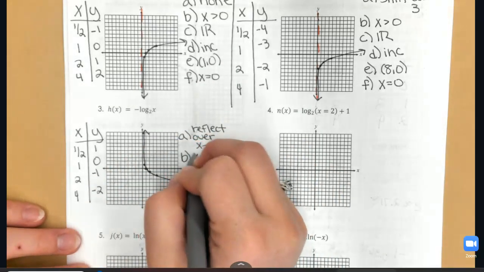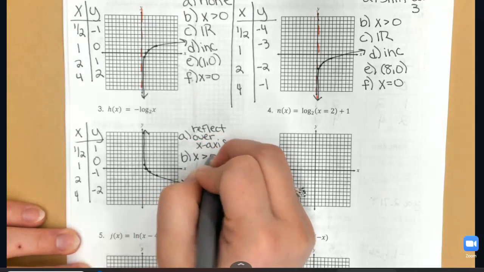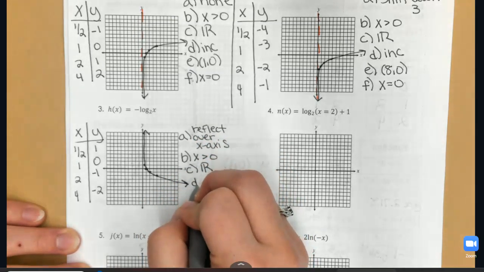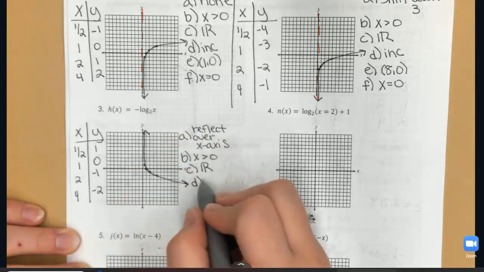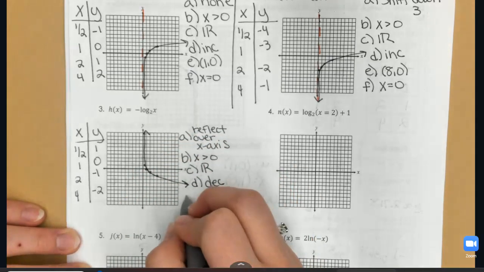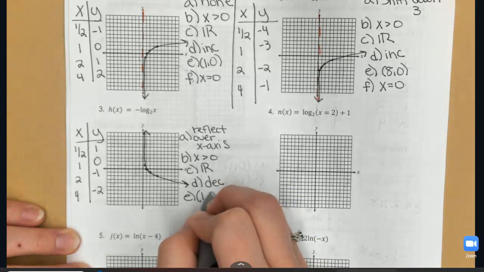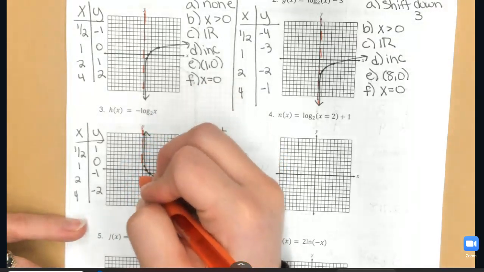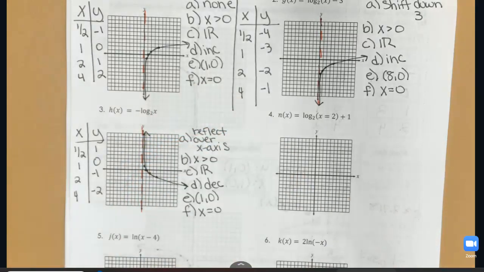Our domain did not change here. X is still all values greater than 0. Our range also did not change. It's still all real numbers. We now have a decreasing graph. My x-intercept is the same, (1, 0), and my vertical asymptote is also still the same. The y-axis, x equals 0.